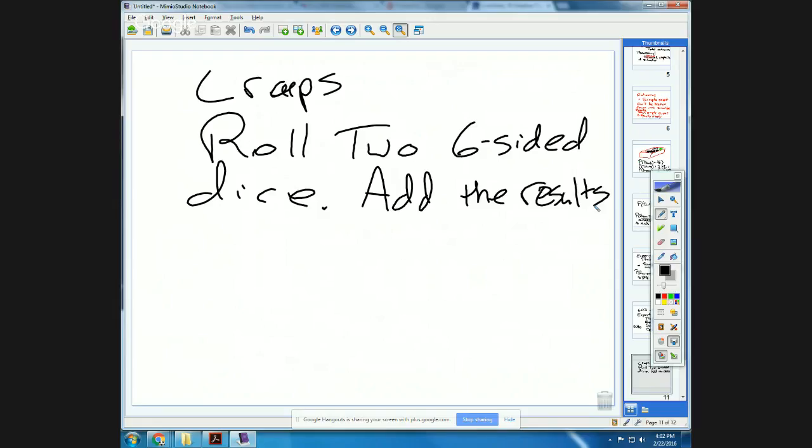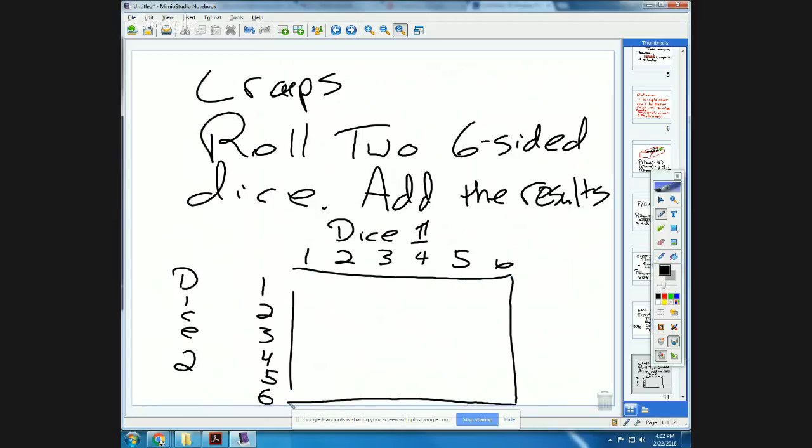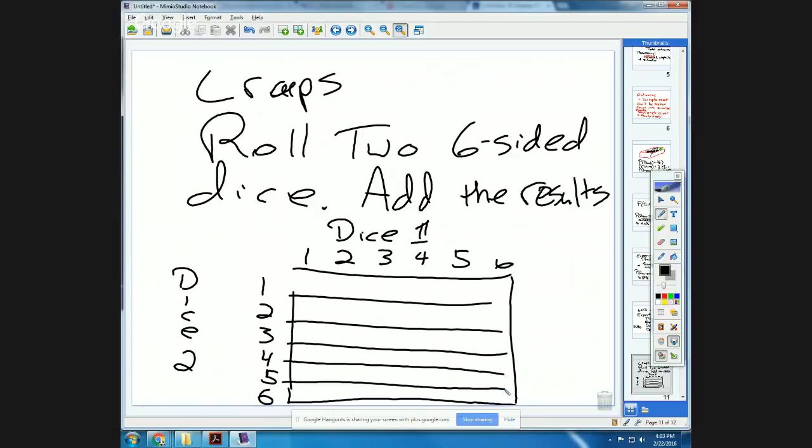When you have 2 things happening at once, a table is a nice way to organize it. So I could say there's dice number 1 going one way on the table, and that dice could be a 1, 2, 3, 4, 5, or 6. And then there's dice number 2 going the other way on the table, and that could be a 1, 2, 3, 4, 5, or 6. And so what I end up with if I do that is a grid that has 6 rows and 6 columns.